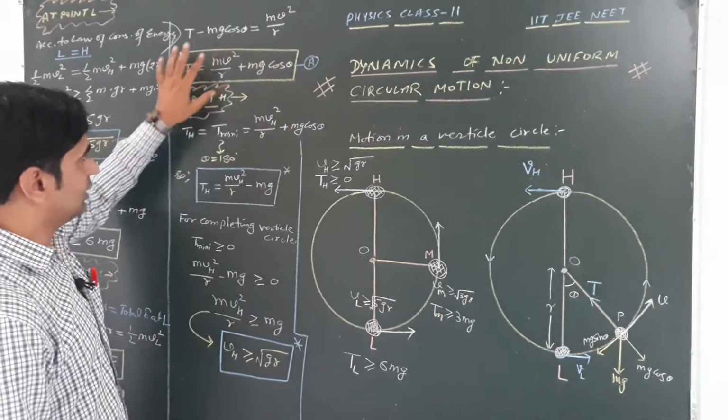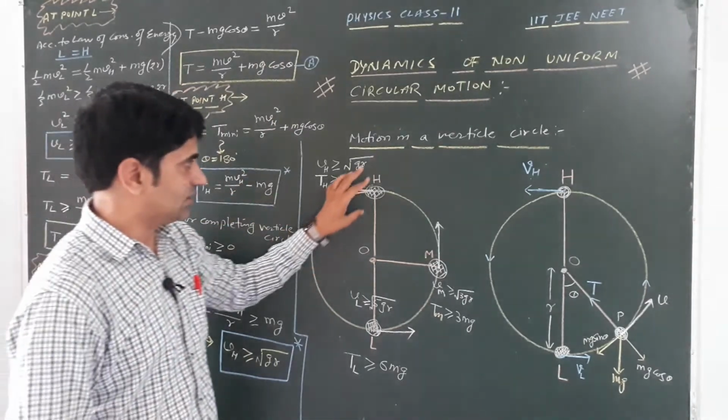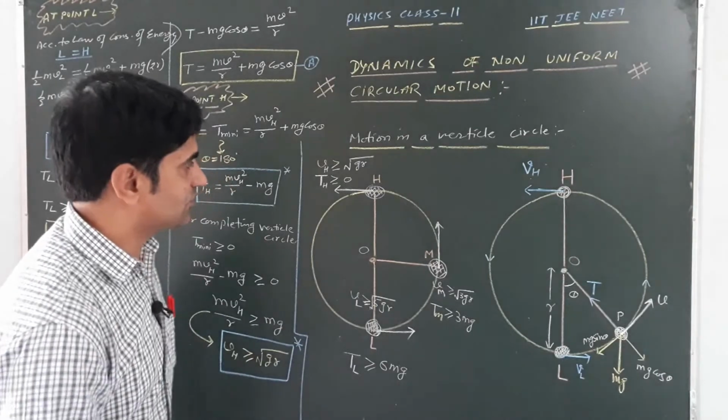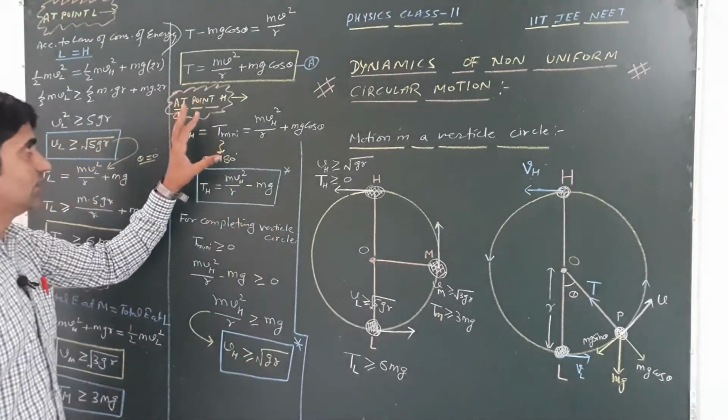And equation number A we will use at different points, at highest point, lowest point, mid point to find out tension T in the string.